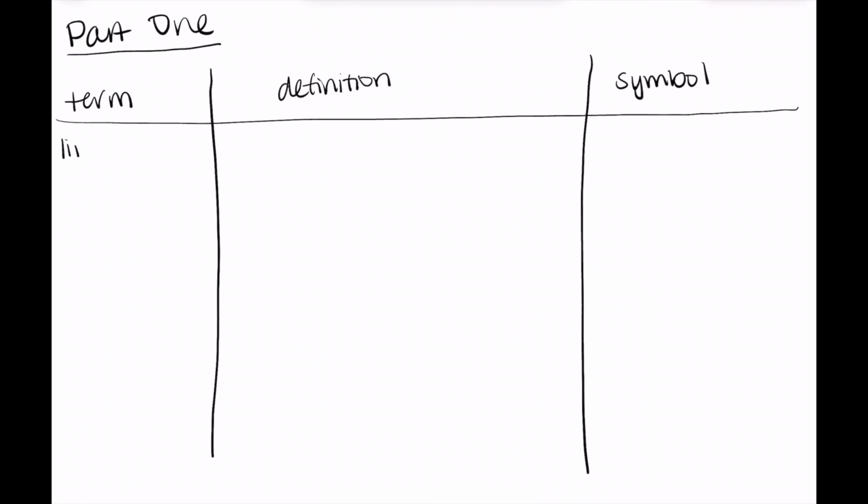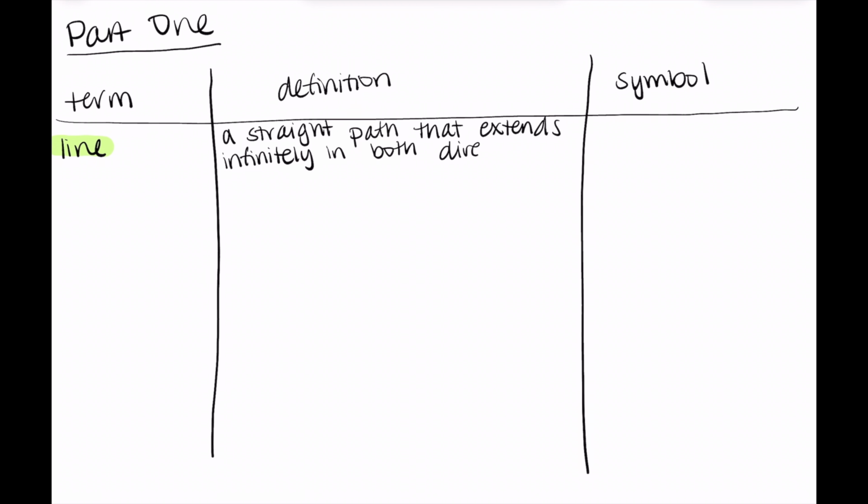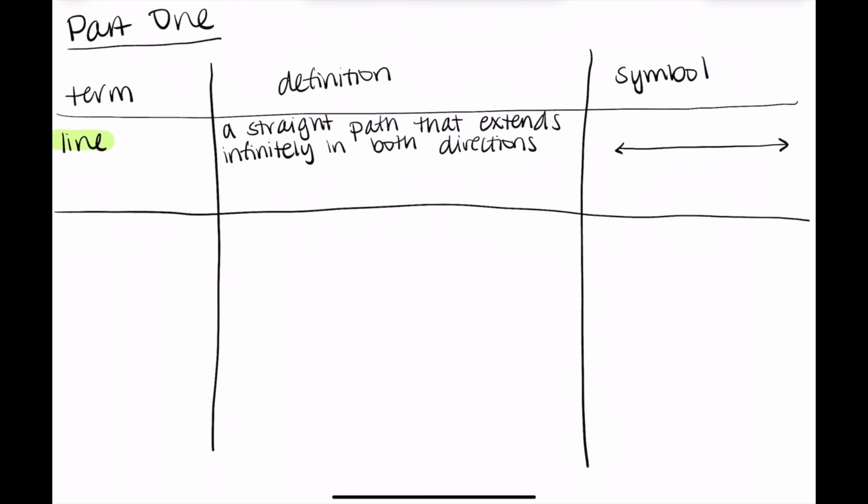So for our first term, we have a line. The definition of a line is a straight path that extends infinitely in both directions. So how will this look like? Well, it'll be a straight line with arrows on both ends to distinguish and show that it continues infinitely in both directions, right? So that is our first term.